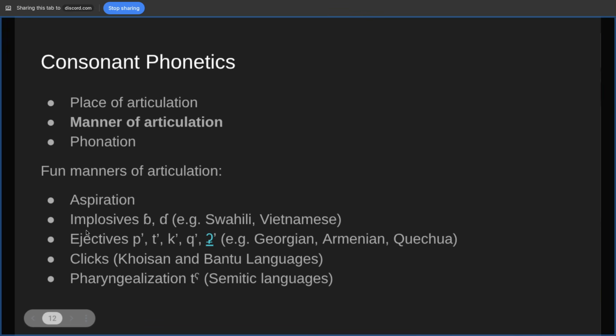You can have implosive consonants. So Swahili and Vietnamese have sounds such as ba and da, where the airflow briefly, you're not producing it necessarily while you're breathing in, but air rushes into your mouth as you're producing the consonant, as opposed to normally airflow is leaving your mouth and the airflow is stopped with higher pressure inside of your vocal tract compared to the outside, whereas this is the opposite.